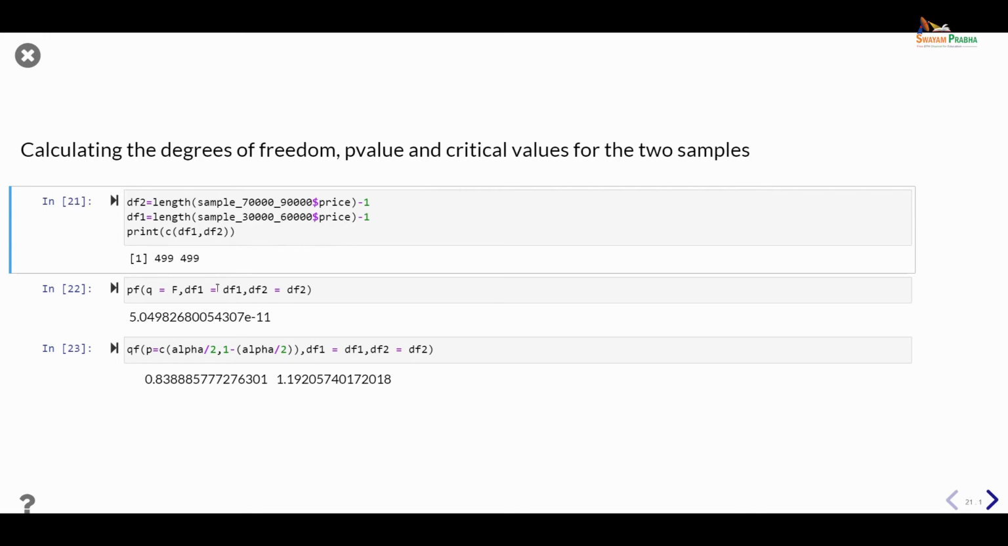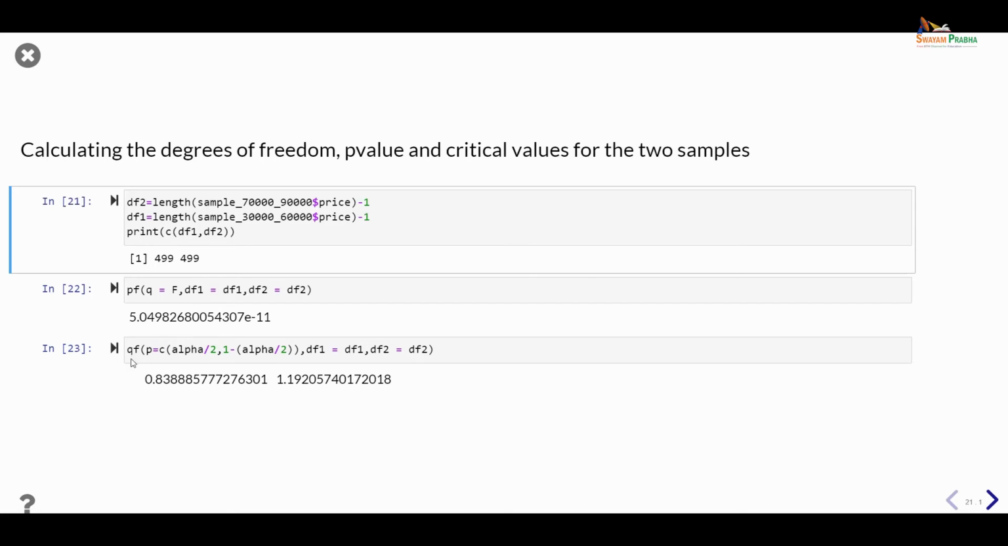So using the degrees of freedom, we're going to compute the p value. I'm going to use the function pf, f because it's from an F distribution. The input to this function is basically q, df1 and df2. q is the statistic, df1 and df2 are the degrees of freedom across both these data frames. So that turns out to be 5.05 into 10 power minus 11.